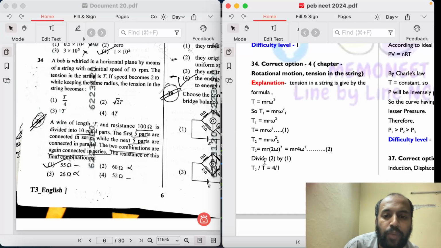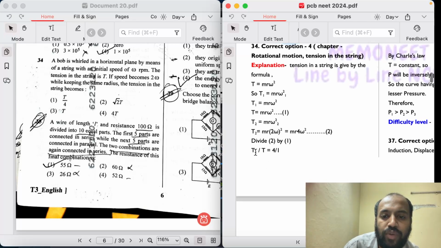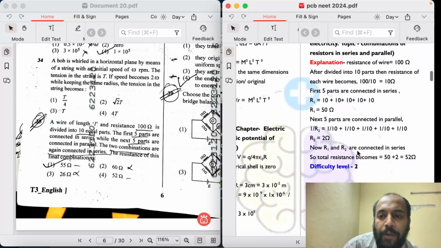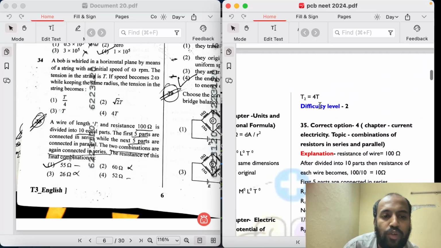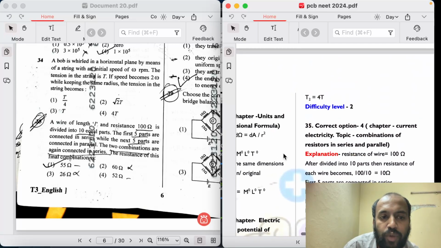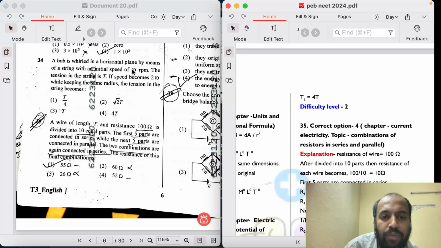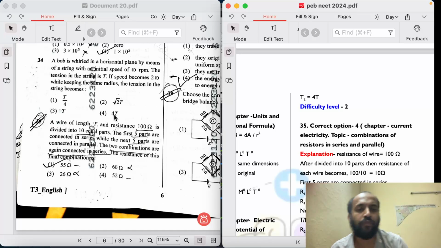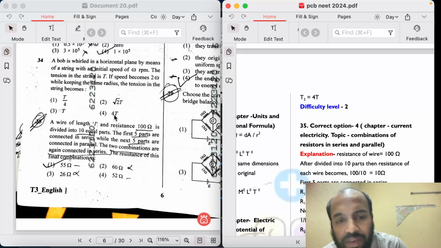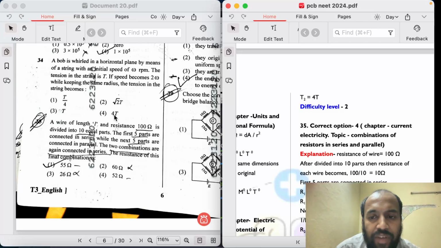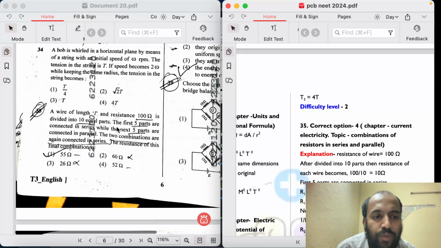Now we can divide 2 by 1, and we get T2 divided by T is equal to 4 divided by 1. In that case, T2 is equal to 4 times the tension. T was the tension when the speed was omega, and T2 is the new tension that we need to calculate when the speed increases to twice omega. So the correct option is number 4, that is 4T. It's quite obvious: if you are rotating something and you increase the speed, definitely the tension will increase. Let's move on to the next question.